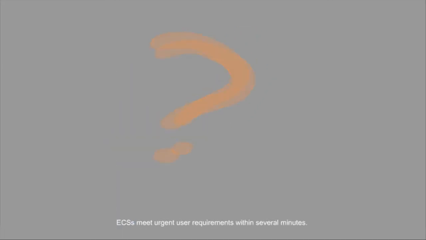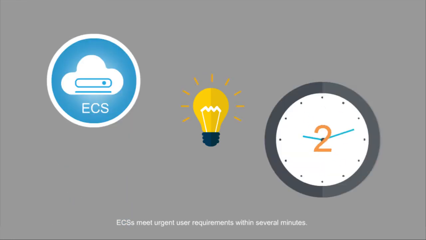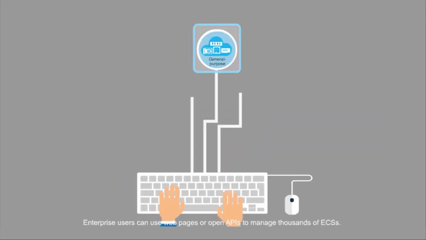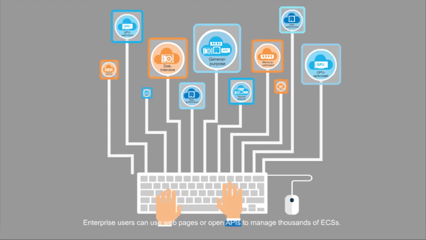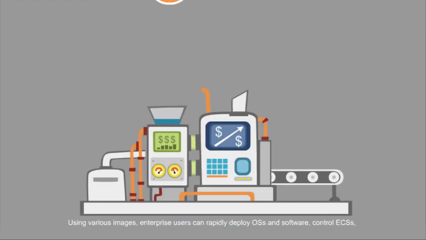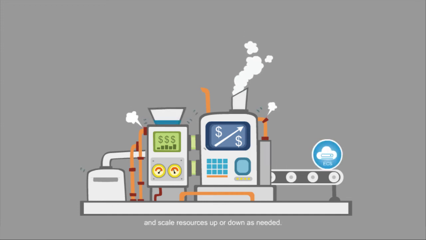ECSs meet urgent user requirements within several minutes. Enterprise users can use web pages or open APIs to manage thousands of ECSs. Using various images, enterprise users can rapidly deploy OSs and software, control ECSs, and scale resources up or down as needed.